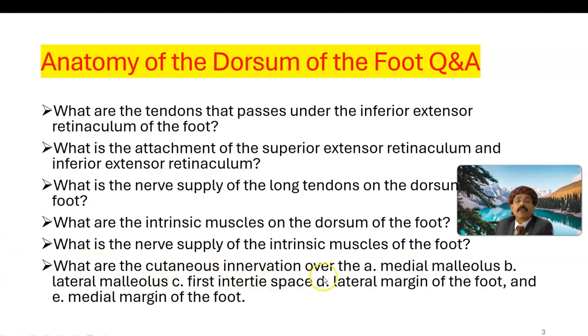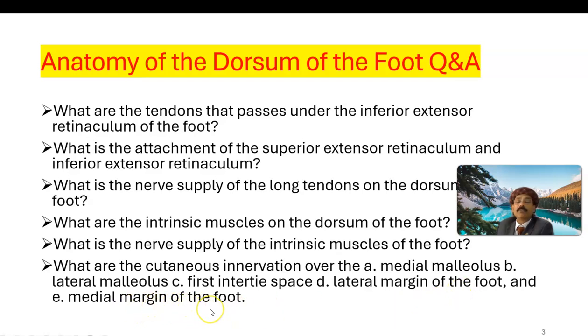What is the cutaneous innervation over the medial malleolus? Medial malleolus, this is the saphenous nerve, a branch of the femoral nerve. Lateral malleolus, that is supplied by the sural nerve, a branch of the tibial nerve. First intertoe space, deep fibular nerve, that is a branch of the common fibular nerve.